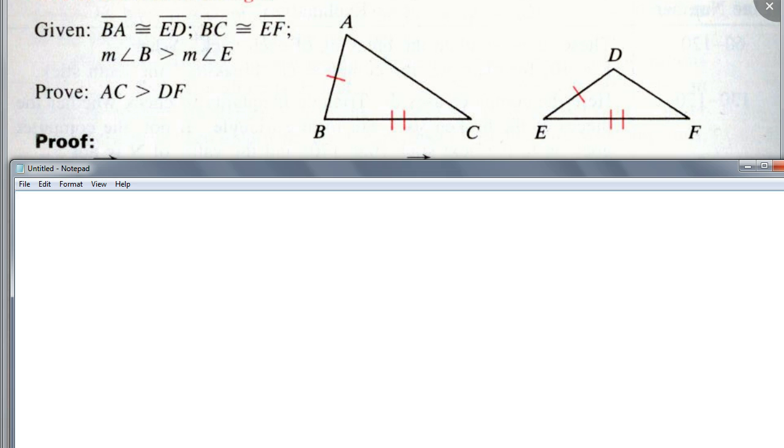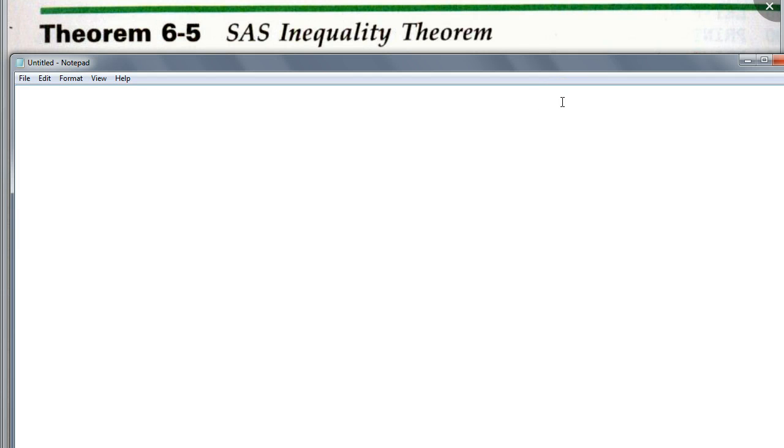So we have a name for this theorem. The name of this theorem is called side angle side. Well, didn't we have a side angle side theorem? This one is called, yeah, that's correct, the side angle side inequality theorem, because one of them is greater than the other. You see AC is greater than DF? So this is called the side angle side inequality theorem. There's the name of the theorem.